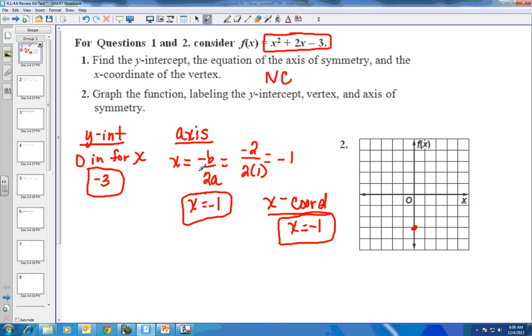My axis of symmetry is -1. So I'm going to draw this vertical line because I know that it's going to be symmetric about this line. Now, the other thing that we need to find is our vertex, the lowest point on this graph. I know the x-coordinate of my vertex. It's -1. How do I find my y-coordinate?